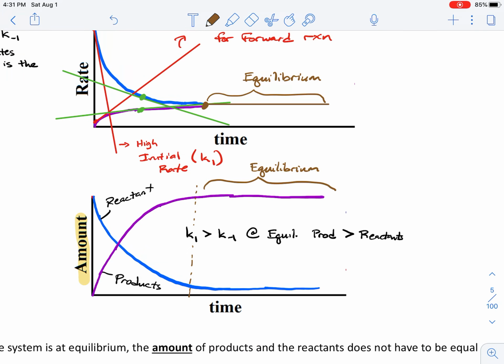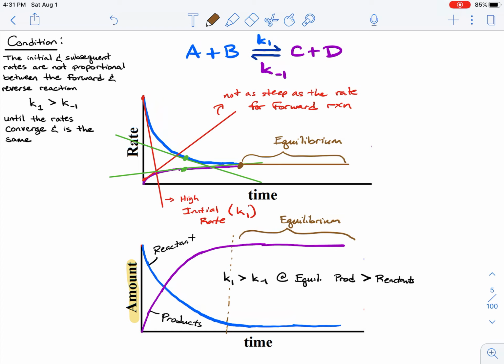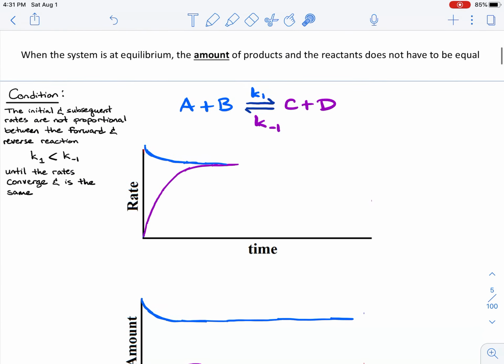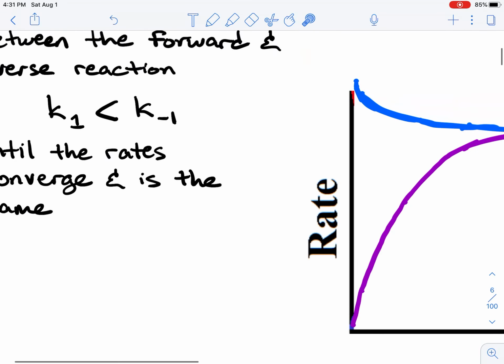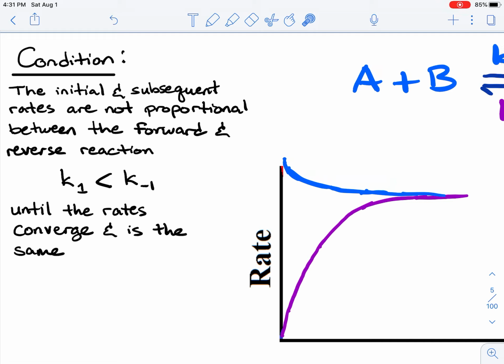All right. So let's look at the last scenario, last condition, if you will. It's basically a flipped version of this. What would happen if the initial and subsequent rates of the chemical reaction are not proportional in the forward and reverse, such that the reverse rate of the reaction is much faster than the forward?